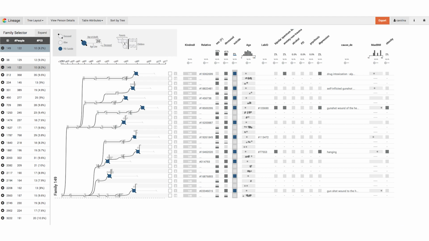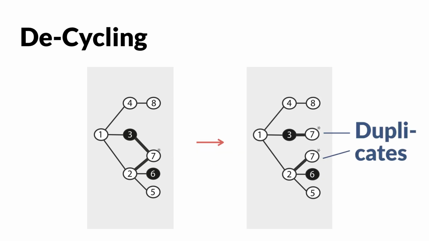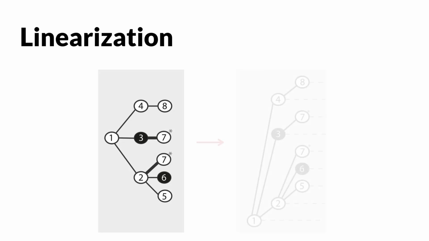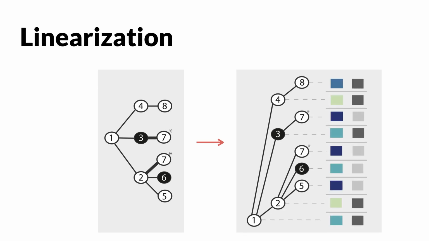The fundamental idea behind Lineage is to take a graph, make it into a tree, and then lay the tree out so that the nodes are associated with a table. The genealogies we consider are rooted and directed, but do contain cycles. Here, node 7 is the end of a cycle. In order to remove this cycle, we duplicate the node. Once we have a cycle-free tree, we can linearize the tree, assigning a unique row to each node. With this linearized tree, we can associate a table of attributes as shown here. Each column represents an attribute for the node in that row.